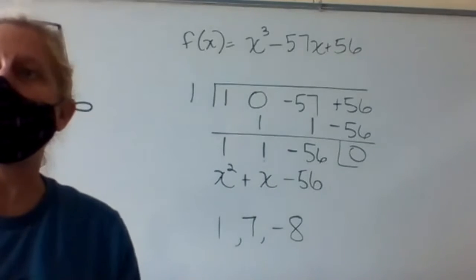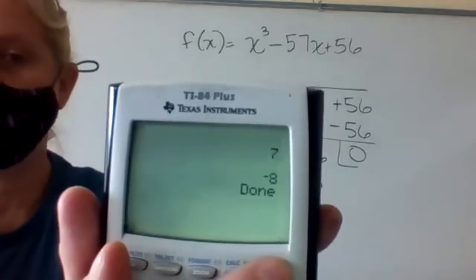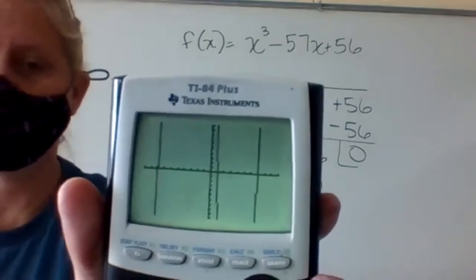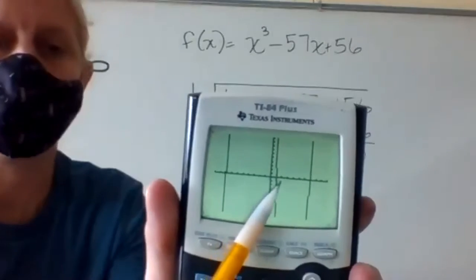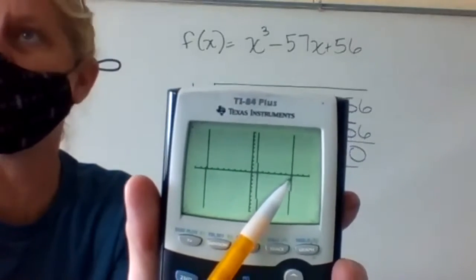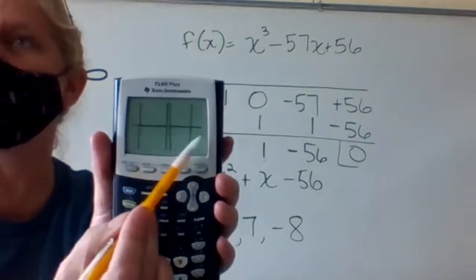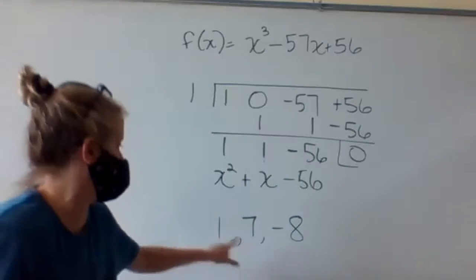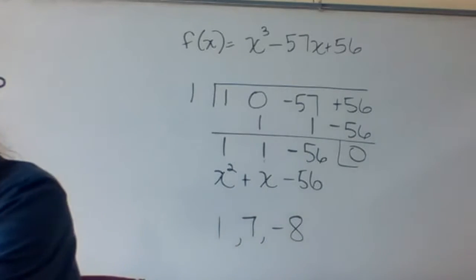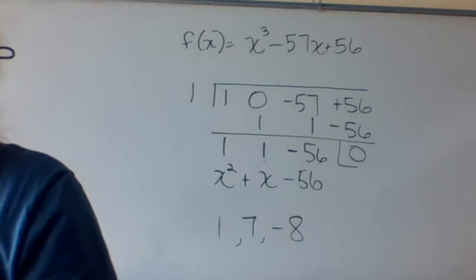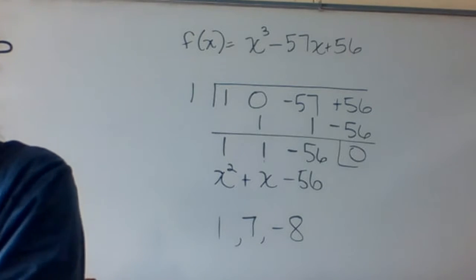Go back to that graph that you just had. Just hit the graph button. Look, there's your 1. There's your 7. And there's your negative 8, right? Those are the three places it crosses the x-axis. 1, 7, and negative 8. So if you can't eyeball it, go ahead and eyeball it to get one of them.